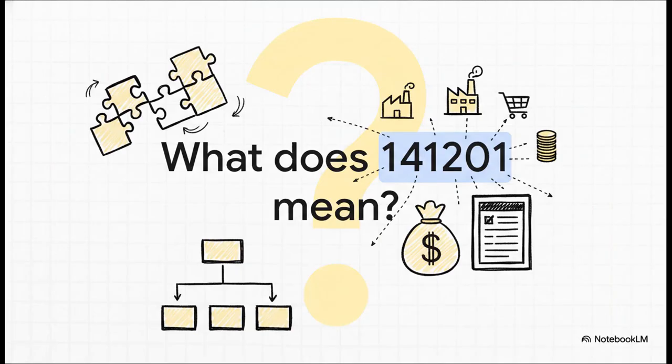Okay, so take a look at this number, 141201. At first glance, it just looks random, right? Maybe a zip code, some kind of product ID. But in the world of business, this number tells a very, very specific story. It's a piece of a puzzle, and we're about to solve it.